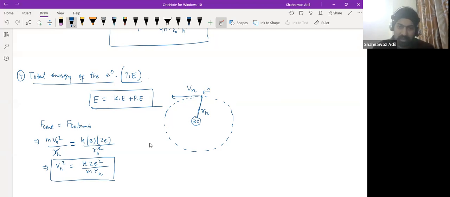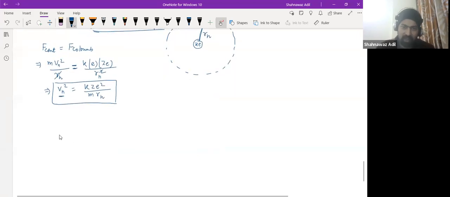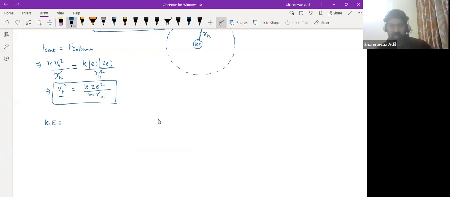Okay, so this is the velocity that we get. And why am I calculating this, you guys? So you understand, we have to calculate the kinetic energy first. What is the kinetic energy of the electron? Kinetic energy is due to motion.